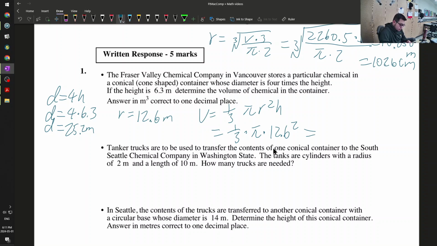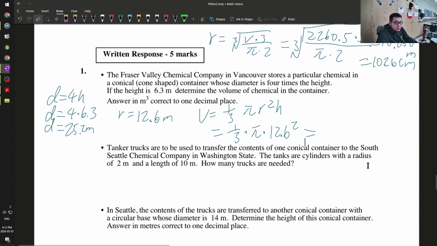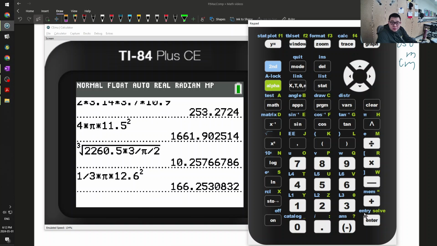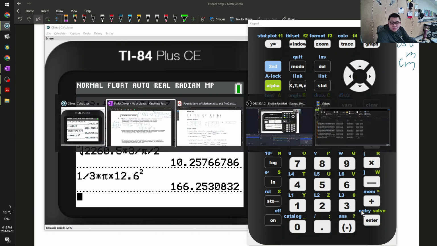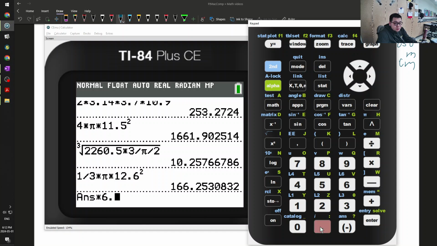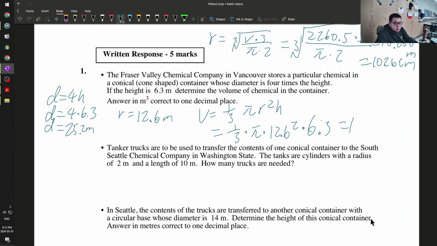Okay, so 1 divided by 3 times pi times 12.6 squared, 166.25. Oh, I did not multiply by the height. What is the height? Times 6.3. Times 6.3, 1047.4. Make sure you remember the units, meters cubed.